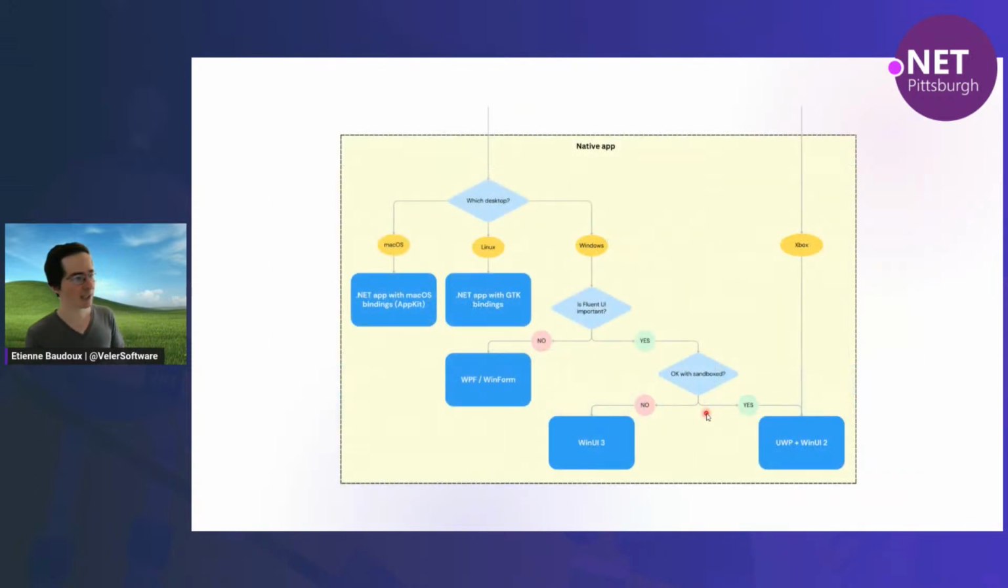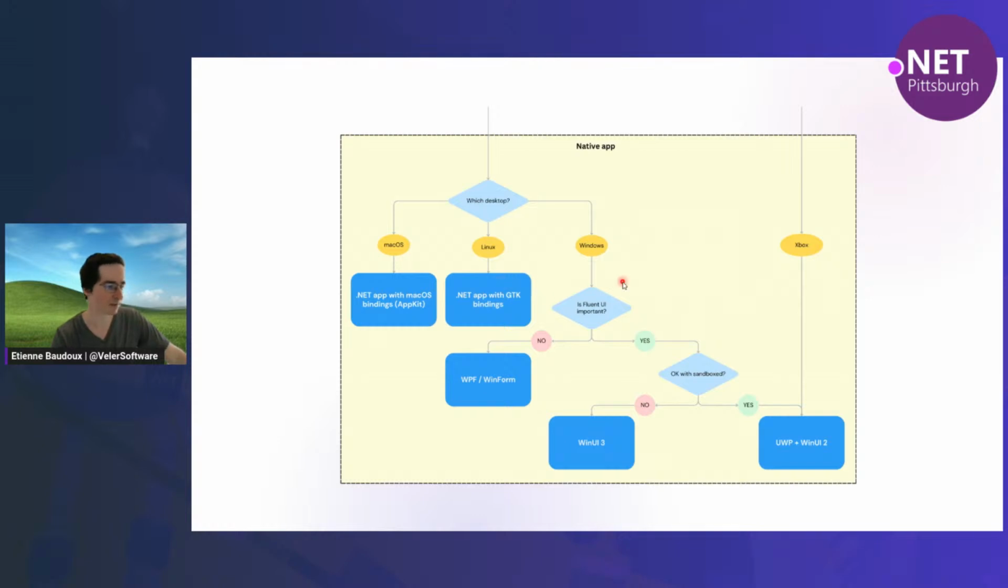And then finally, for native app, again, what platform are you targeting? If it's Xbox, you have to go with UWP. If it's macOS, I would recommend to use the .NET workload for macOS, which gives you access to all the API for AppKit, and that will be just a traditional macOS app. If it's Linux, a third-party library for GTK.